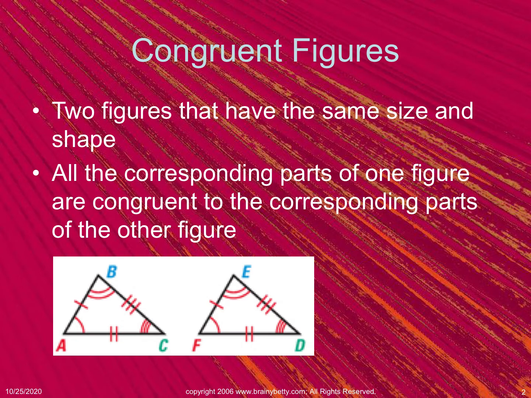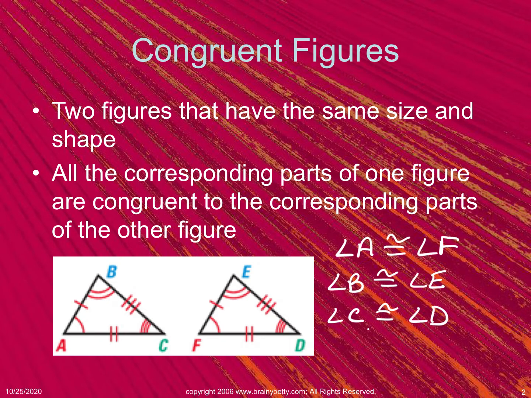So for example, in my picture here, let me see if white will show up better. I'm going to match. So notice angle A has the same marking as angle F. So I can say that angle F is congruent to angle A. I can also say that angle B is congruent to angle E because they both have the same congruency marking. And then angle C is congruent to angle D. You need to be able to match all three angles of the triangle.